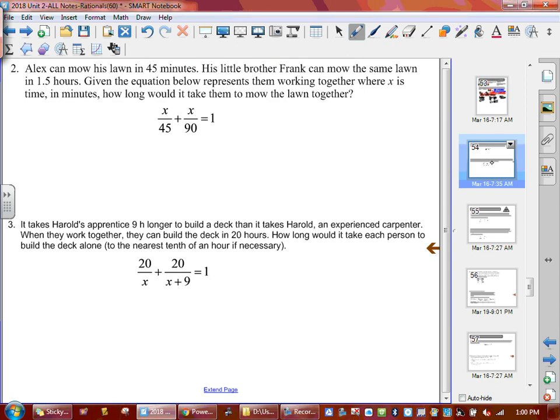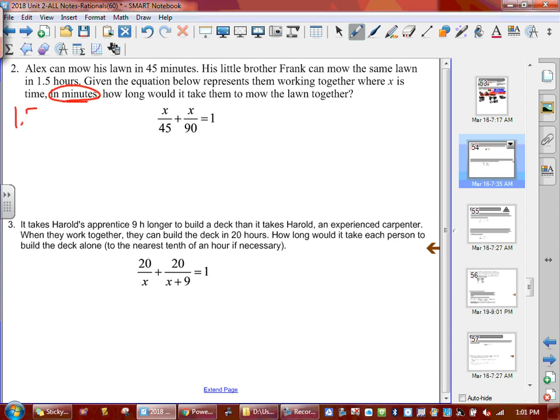Now the next one right here, this guy has x on the top. Okay? We're going to work together to create a common denominator, and then I'm going to give you a couple minutes. I want you guys to solve this one. So, we've got Alex can mow his lawn in 45 minutes. His little brother Frank can mow the same lawn in 1.5 hours. You're going to notice the time frame is different. So we need to change the time frames to the same, and they're asking us in minutes. So that's how we know to change the hours to minutes.